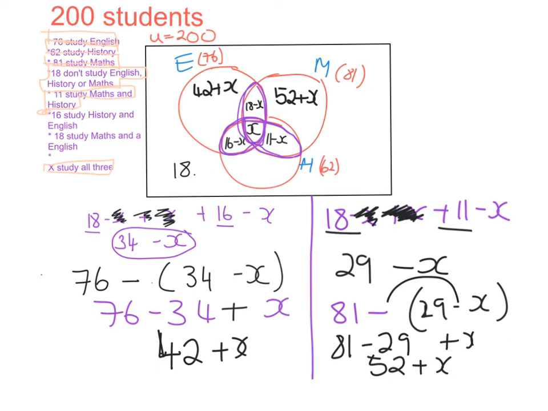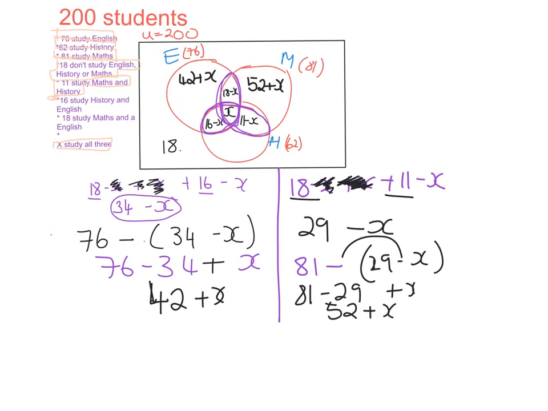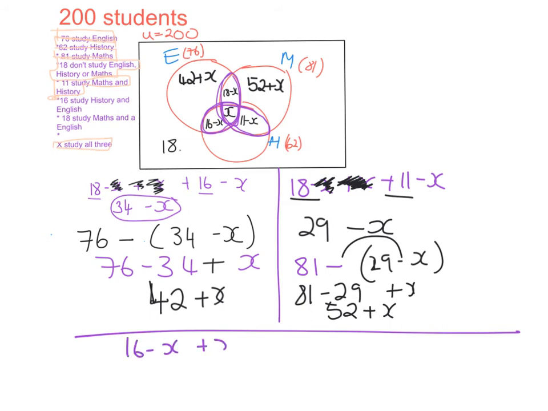Okay, we're nearly finished. We're going to find an answer for this bit here. So I'm just going to draw a nice clear line here. And again, we're going to add these three up and see what we get. So that would be a 16 minus x plus an x plus an 11 minus x. So hopefully you've seen where all of those have come from.